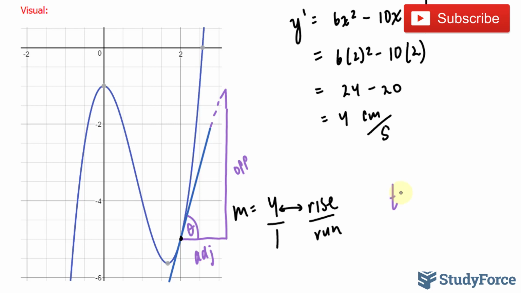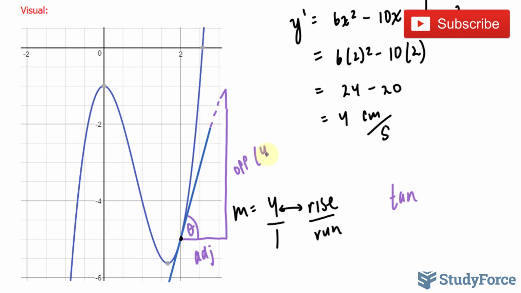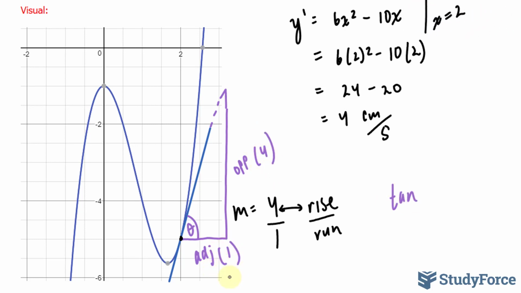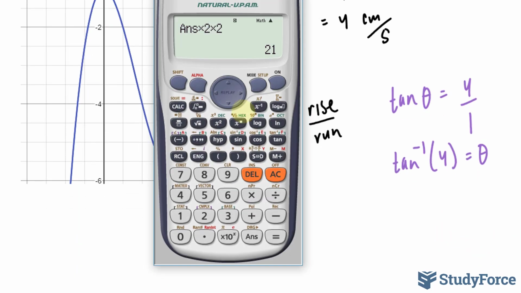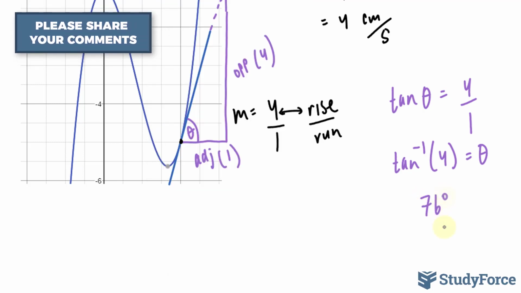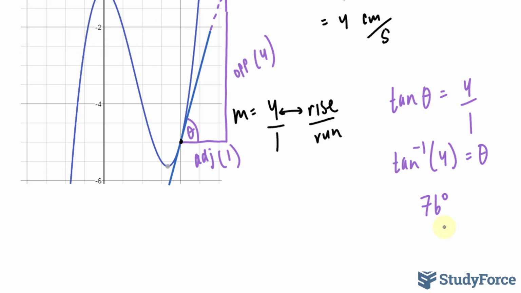So if we take tangent theta of opposite of 4 and adjacent of 1, and we find tangent inverse of 4, we will end up with our angle. Using our calculator, tangent inverse of 4 gives us 76 degrees. Therefore, the direction of travel when x is equal to 2 centimeters is 76 degrees.